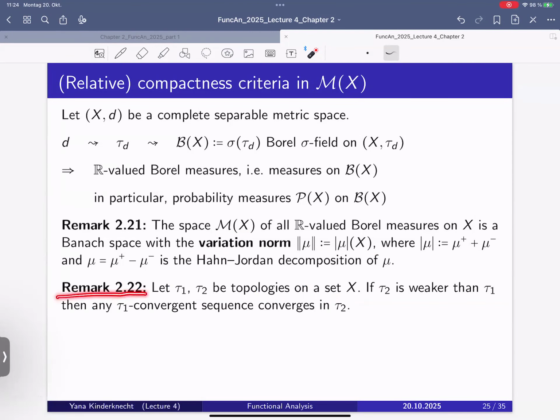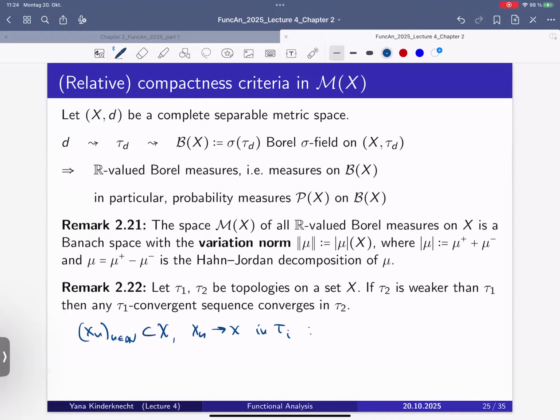Remark 2.22. Let tau1 and tau2 be two topologies on a given set X. If a topology tau2 is weaker than the topology tau1, then any tau1 convergent sequence converges in tau2. Is it obvious? What does it mean that the sequence xn converges? So xn converges to x in tau1.